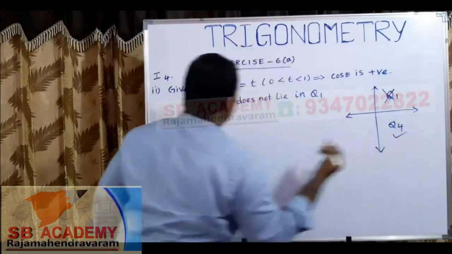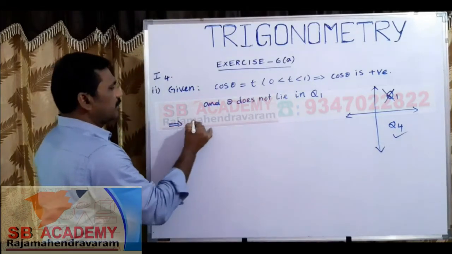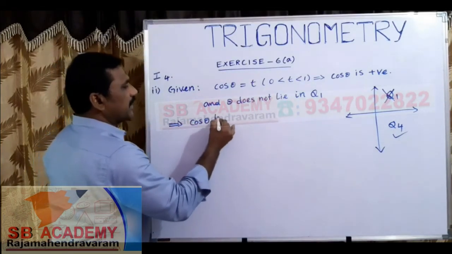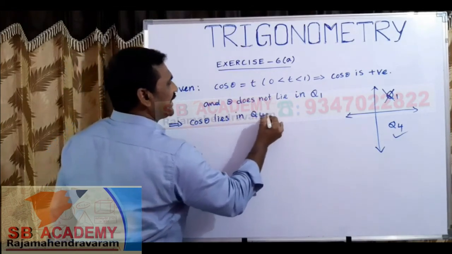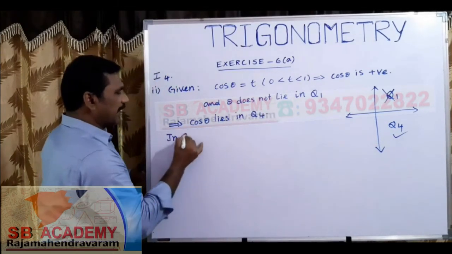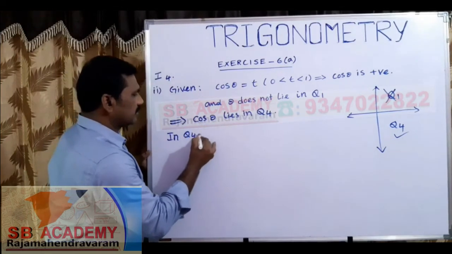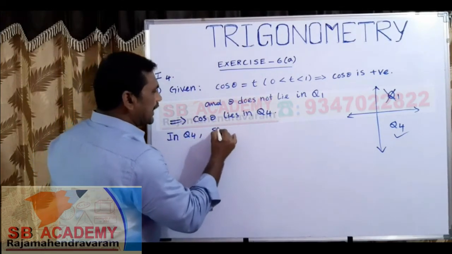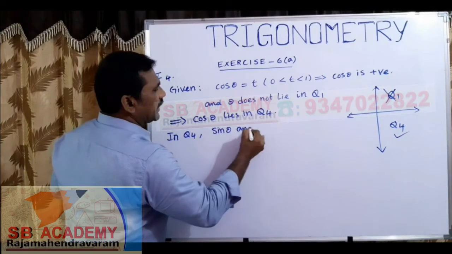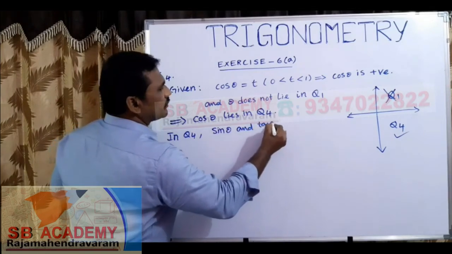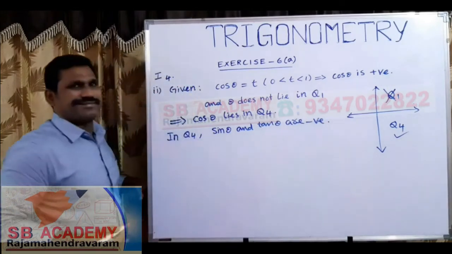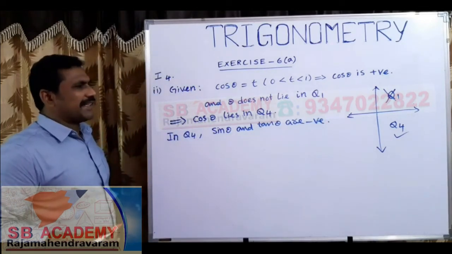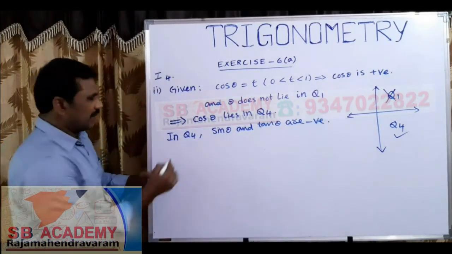It means cos theta lies in fourth quadrant. In fourth quadrant, sin theta and tan theta are negative. Sin theta and tan theta are negative.